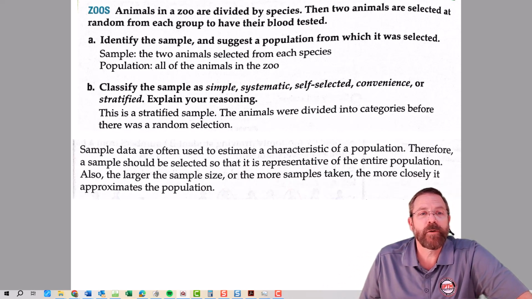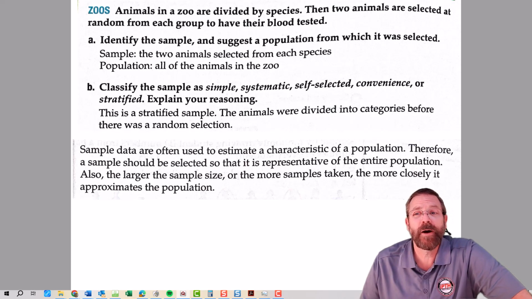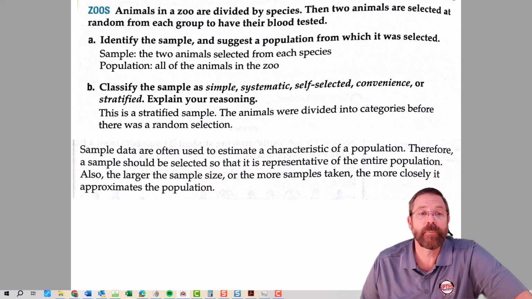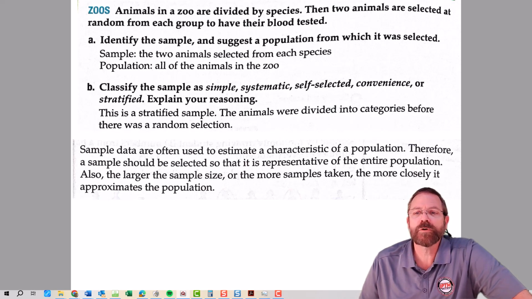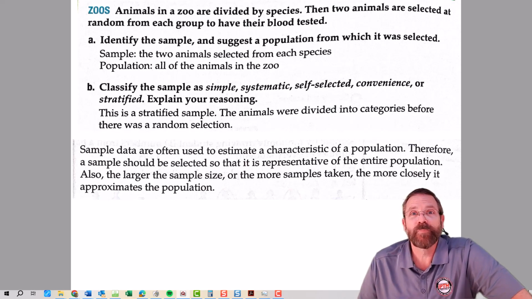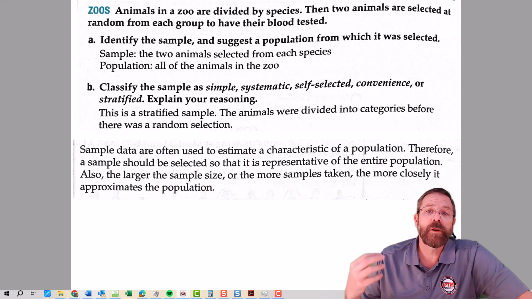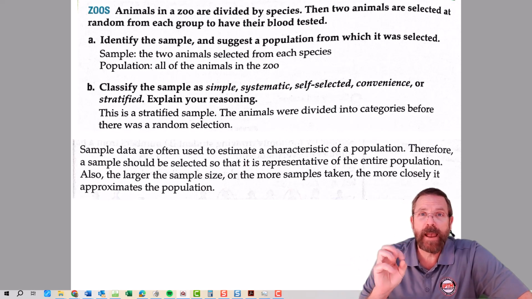Moving forward from there, the sample data are often used to estimate the characteristics of a population. Therefore, a sample should be selected so that it is representative of the entire population. Also, the larger the sample size, the more closely it approximates the population. We refer to this as the law of large numbers. The more people that you bring into a survey, the more accurate the results of that survey are going to be.